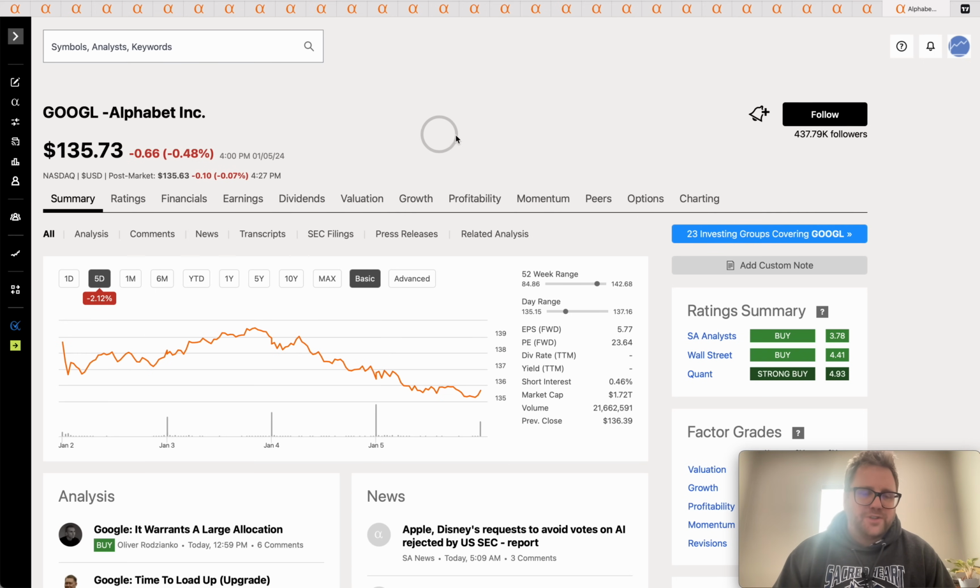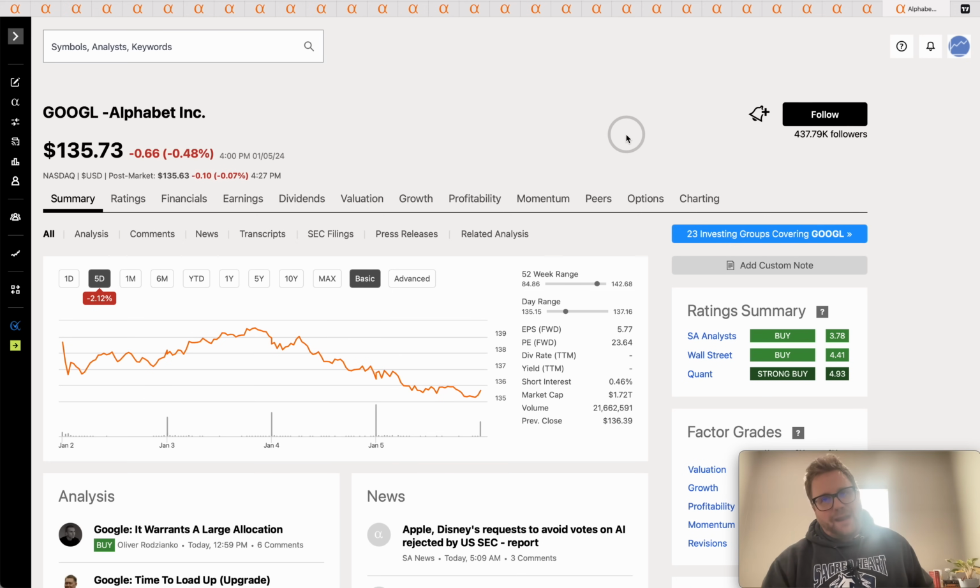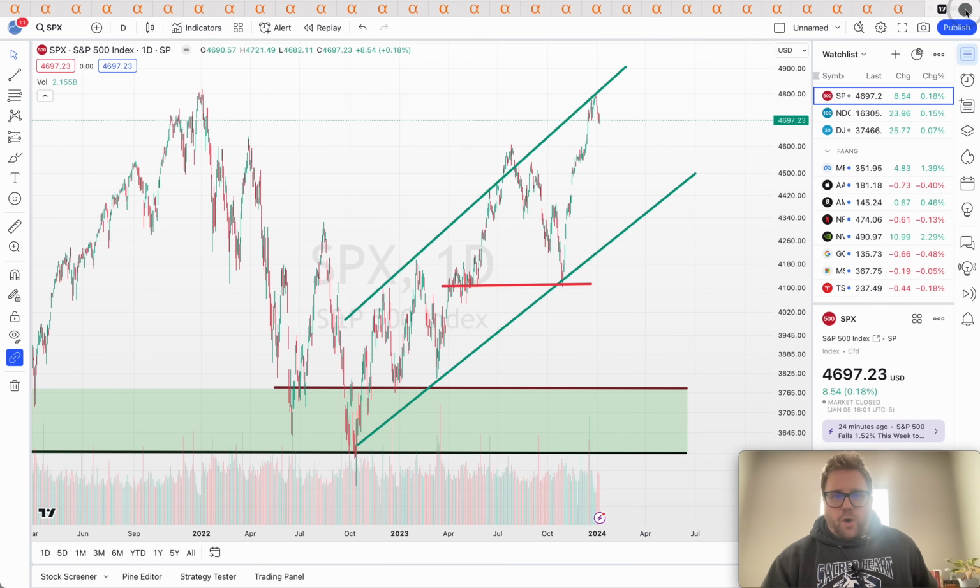Google slipped down about 2% this week to finish the week at 135.73, and I'm not being lazy. The company really didn't have a whole lot of news this week.